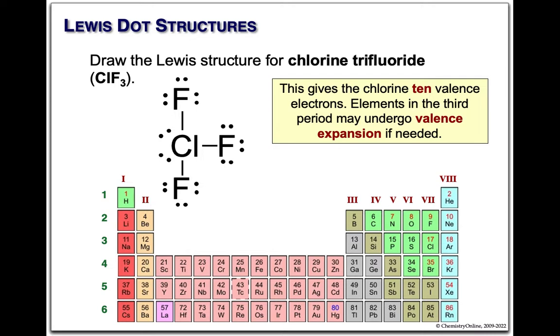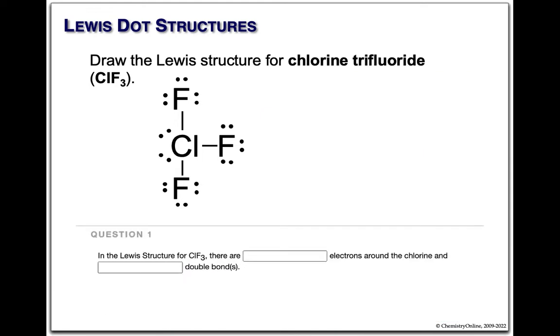So, you do this, then you go back to Blackboard. In this Lewis structure, there are how many electrons around the chlorine? 2, 4, 6, 8, 10. How many double bonds do we have? 0. Any questions?